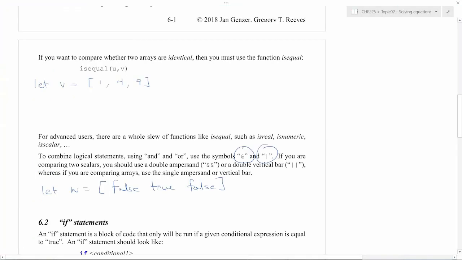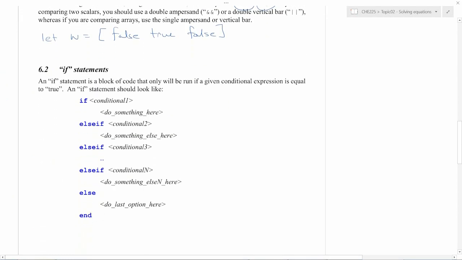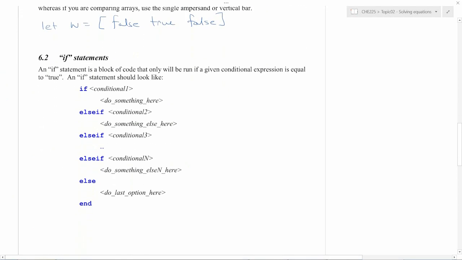All right, so that's sort of a crash course in logical statements. And you need that in order to get to if statements. Because in if statements, you have to employ logical statements. You have to ask logical questions and make Matlab choose different avenues of different sets of code to execute depending on what logical statement that you give it is true.